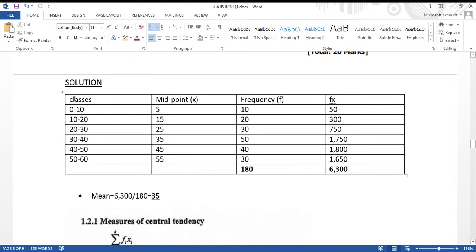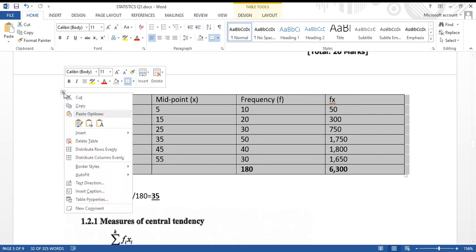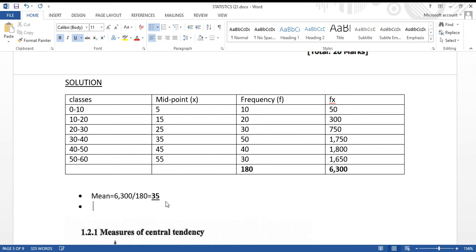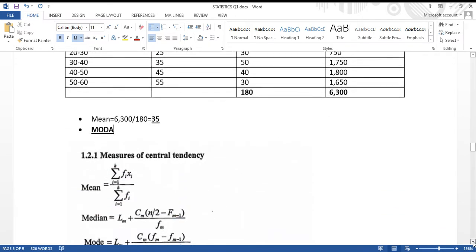Sir, I have a question. Yes. This formula for mean, is it correct if I just write summation of fx over summation of f? Yes, it's correct. If you write summation of fx over summation of f, you will not be penalized by the examiner.